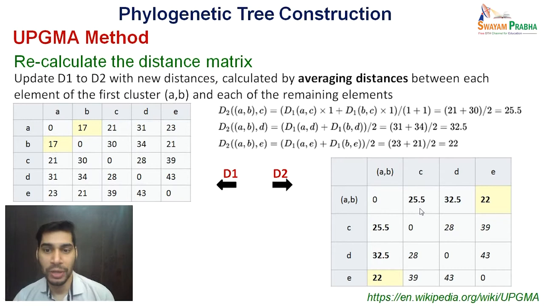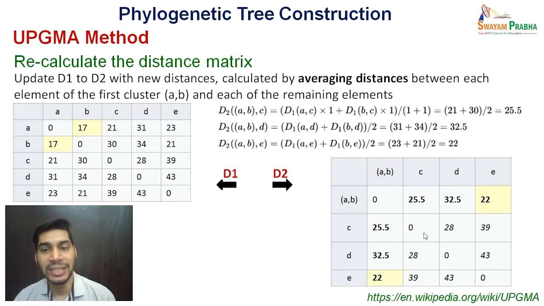So now we have constructed a new matrix, which is D2, with these new distances. Here, instead of putting A and B separately, we have put them as AB, and AB's distance with C is this one, AB's distance with D is 32.5 here, AB's distance with E is 22 here, and similarly the distances with C, D and E here. So the same matrix has been reconstructed based on the new distances.